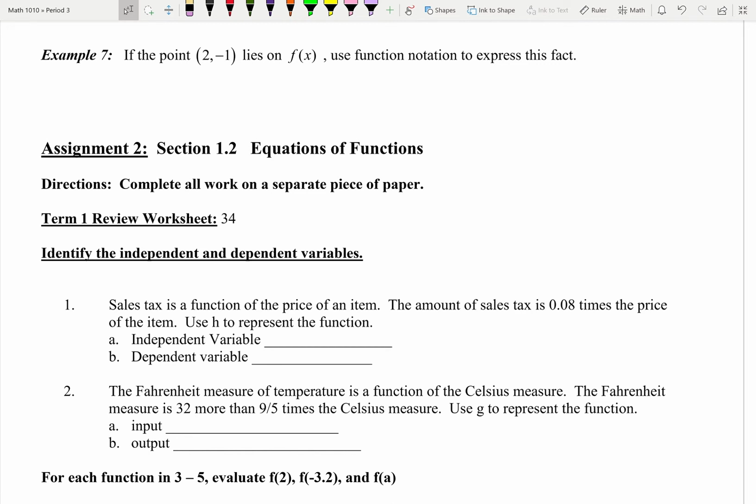This is big right here, and it's easy, and I know it was on something. Okay, if the point 2, negative 1 lies on the graph, use function notation to express this fact. Function notation is this f of x business. Okay, so try. It's no big deal if you can't get it right. We're going to erase our notes and get it right, and that's all that matters.